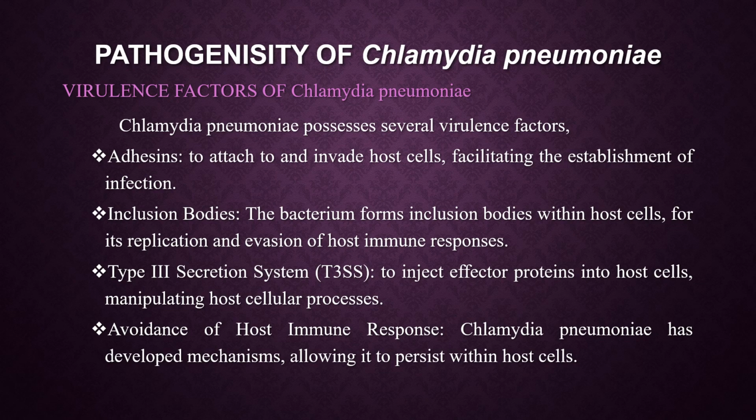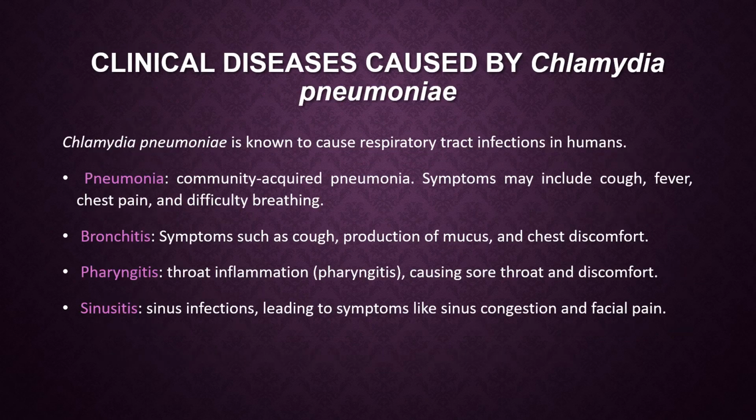Last, avoidance of host immune response. Chlamydia pneumoniae has developed a mechanism to avoid detection and destruction by the host immune cells. Clinical diseases caused by Chlamydia pneumoniae. Chlamydia pneumoniae mostly causes respiratory tract infections in humans like pneumonia, bronchitis, pharyngitis and sinusitis.